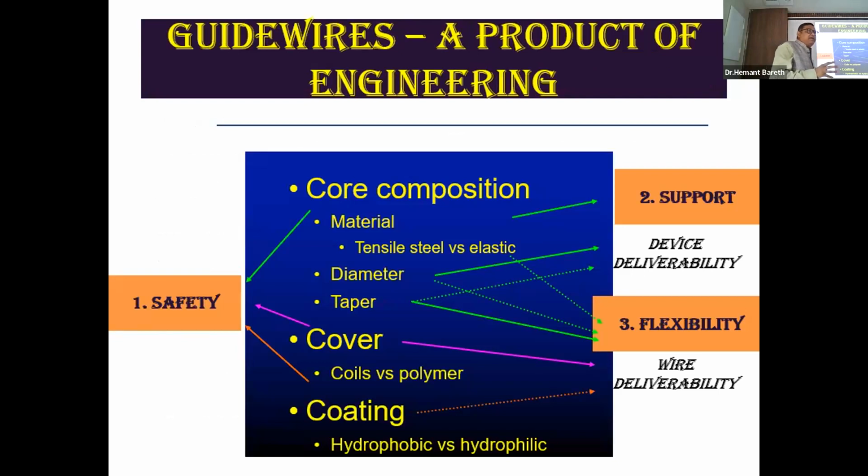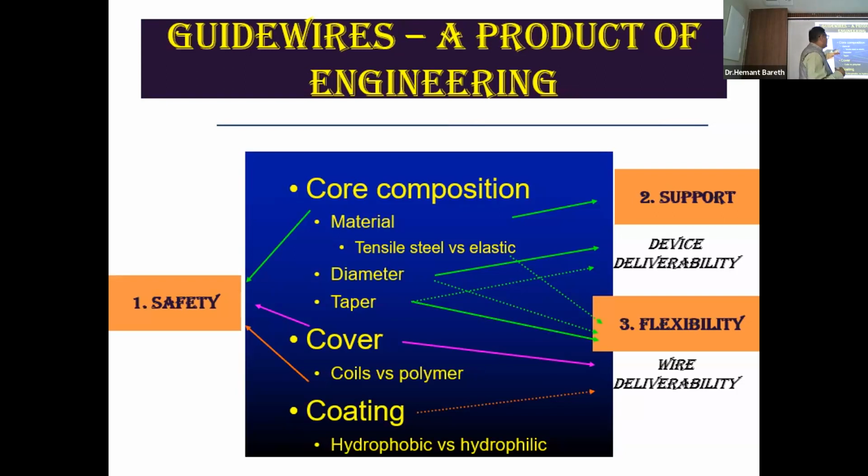So basically, one has to understand that guide wire is really a product of some marvelous engineering. And it has basically three components. One is the composition, second is the cover, third is the coating. So there are three components to any guide wire. One is the central core, that is the basic thing. And then at the end, there is a coil which connects to the central core. And everything is coated.